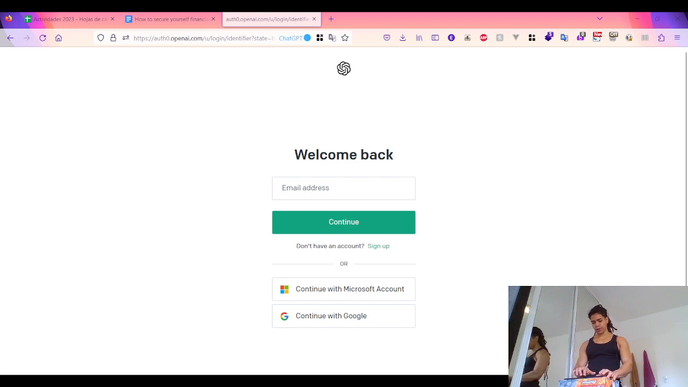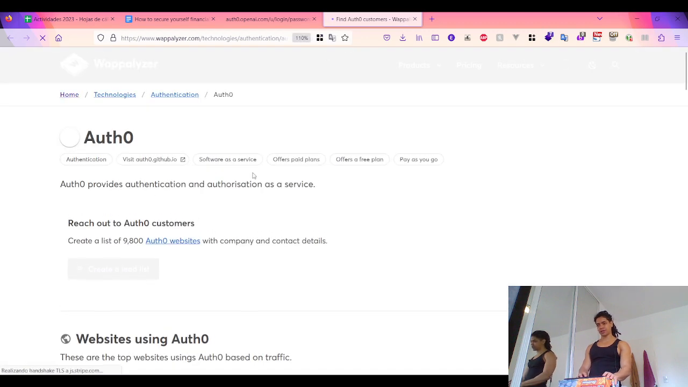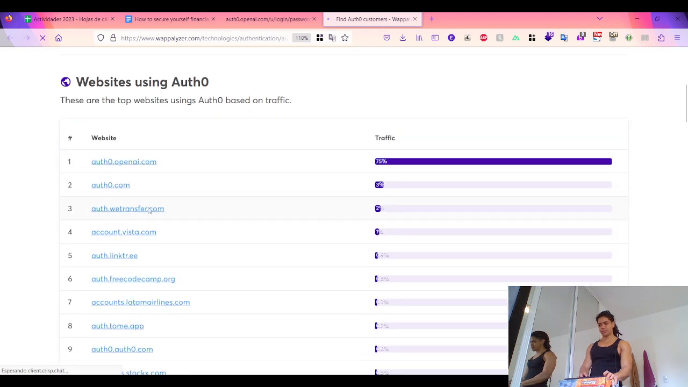Okay, I'm going to open up the database that I'm using here, with the tech fields. And now they're using OAuth 2.0. Okay, interesting. Authentication, that's right. OAuth provides authentication and authorization as a service. OAuth 2.0, OpenAI.